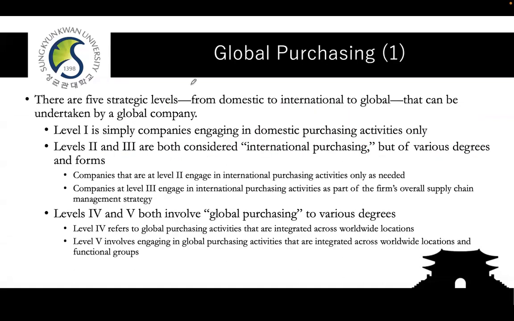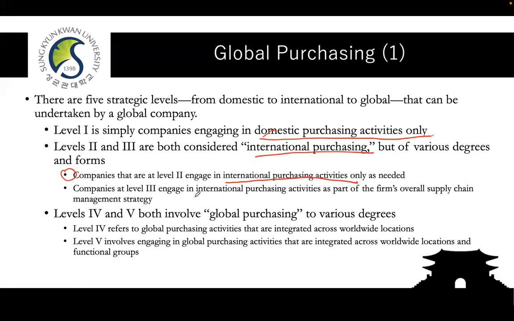So global purchasing, now we have several levels here. Level 1 is domestic only. Levels 2 and 3 are international purchasing. So look at this one. Level 2 is engaged in international purchasing activities. So we buy raw materials, work in progress, or finished products from other countries or other international companies.